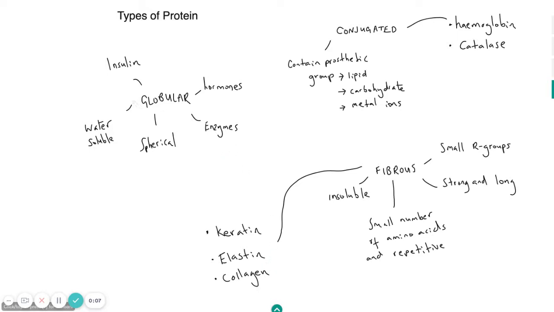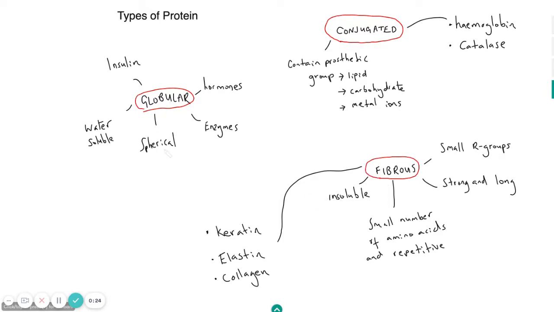We're going to look at the different types of protein. The three types we need to be aware of are globular, and then conjugated, which is basically a globular protein with one extra thing we have to be aware of. And then something completely different are the fibrous proteins. So let's start with globular.